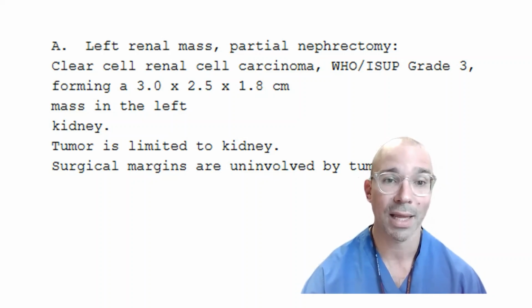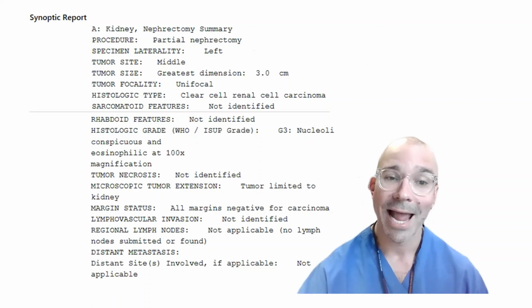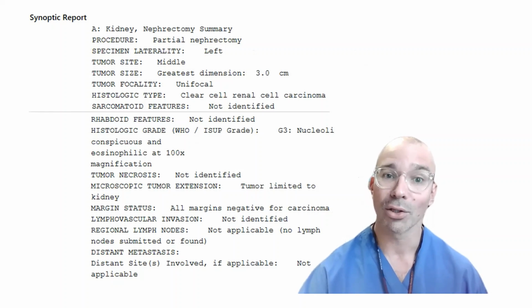Now, if you look deeper through your pathology report, you'll see something called a synoptic. And this is a more detailed version of the same pathology report. You'll see here, it says kidney nephrectomy summary.